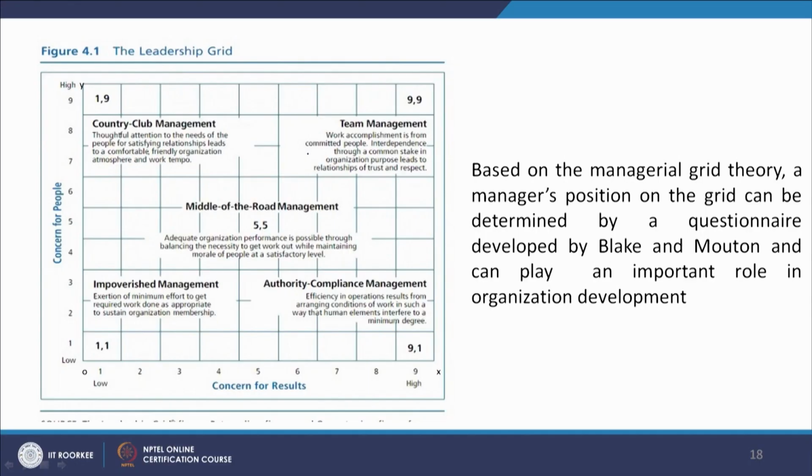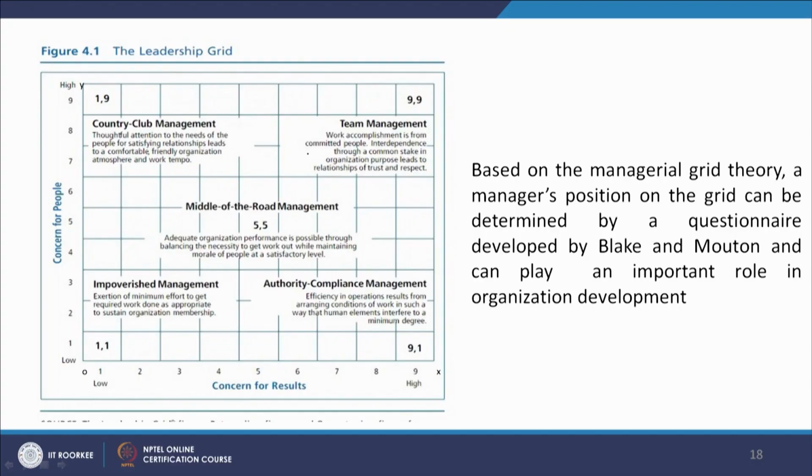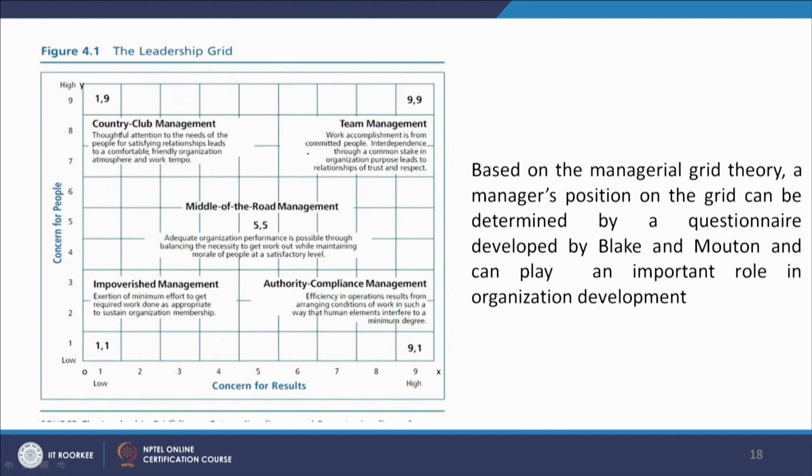The other is team management. Diagonally across it is team management, 9.9. This is the most appropriate, the best combination of leader and leadership in terms of concern for people and concern for production. Here work accomplishment is done by committed people, and interdependence is there because a common stake is there. People and goal or production, everything is interdependent; people's performance and commitment is there because their focus is production. An organization's purpose leads to relationships of trust and respect.